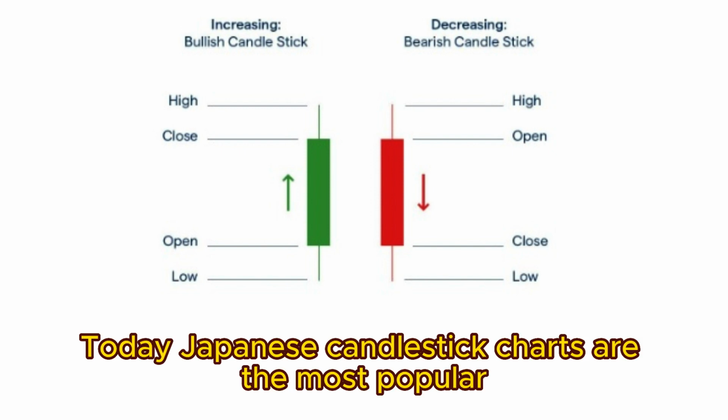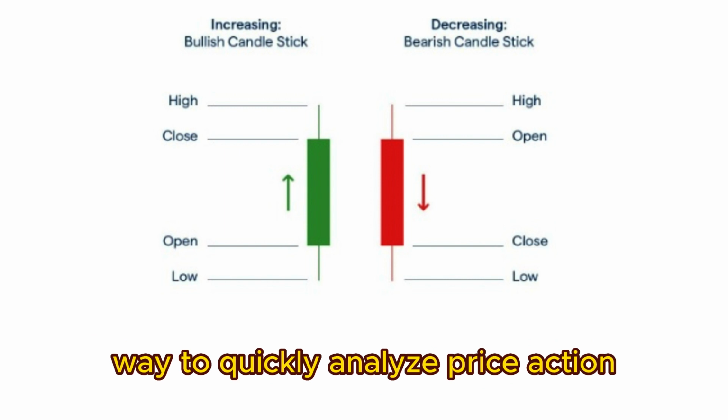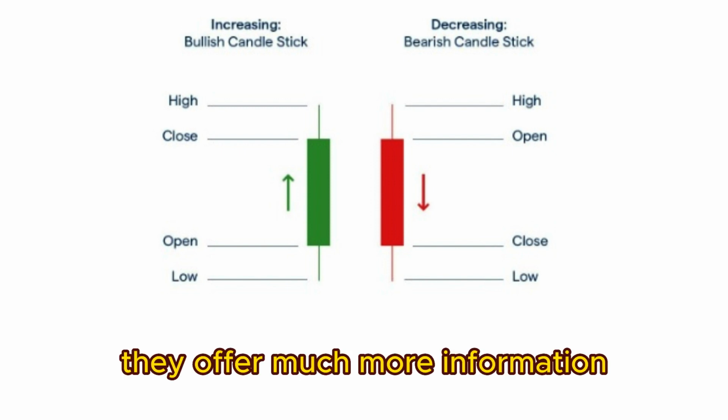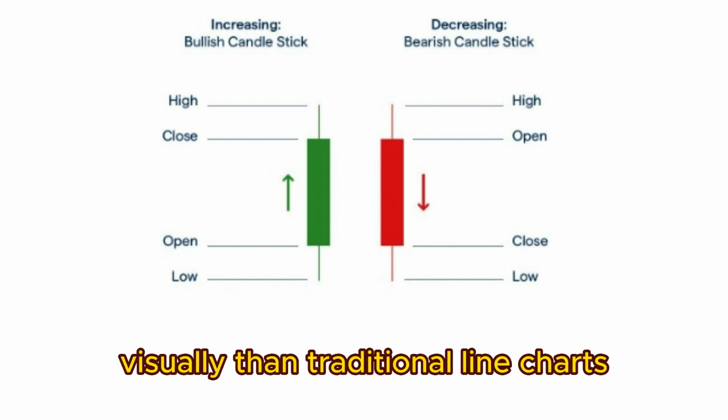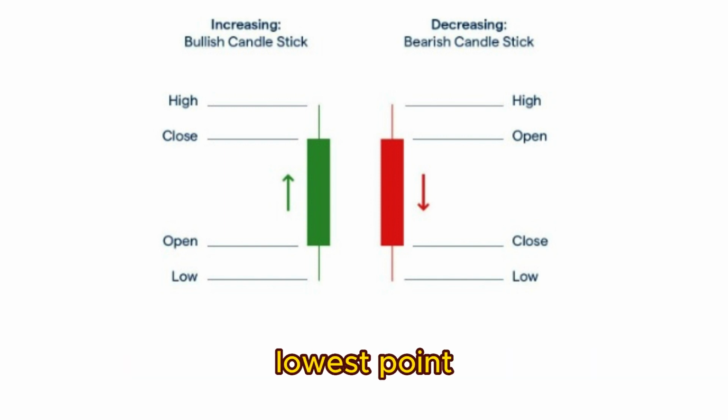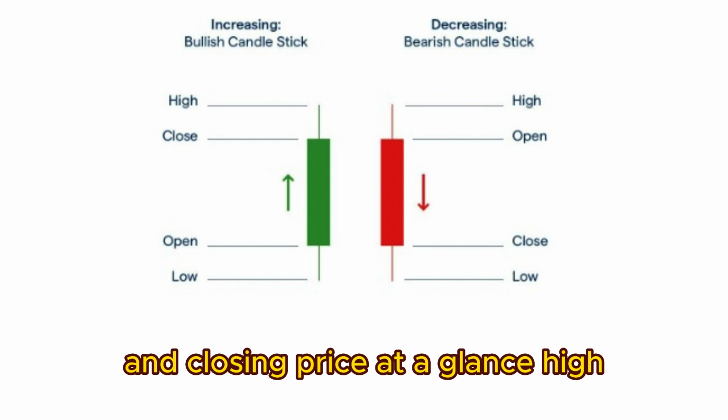Today, Japanese candlestick charts are the most popular way to quickly analyze price action, particularly with technical traders. They offer much more information visually than traditional line charts, showing a market's highest point, lowest point, opening price, and closing price at a glance.